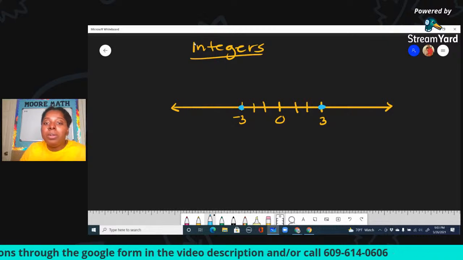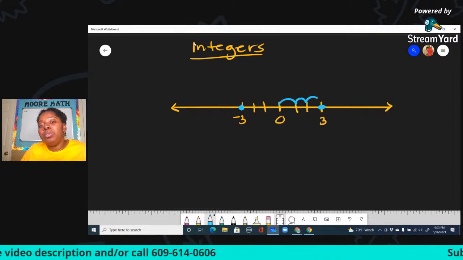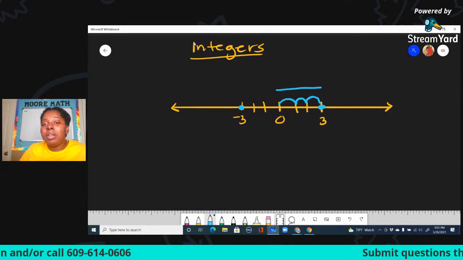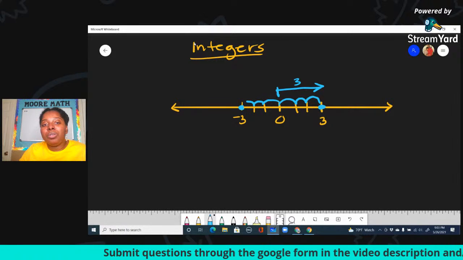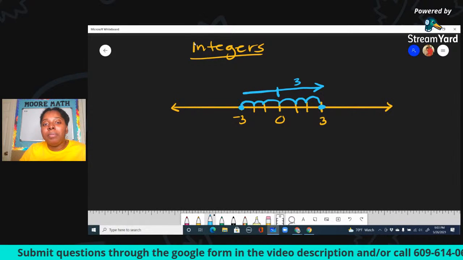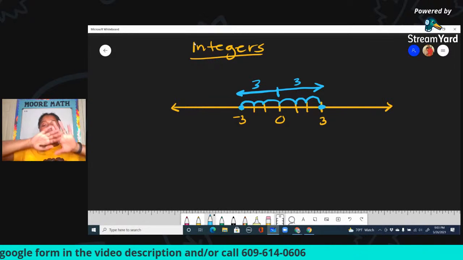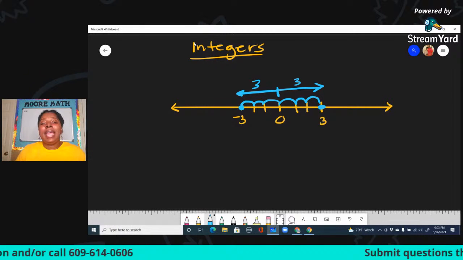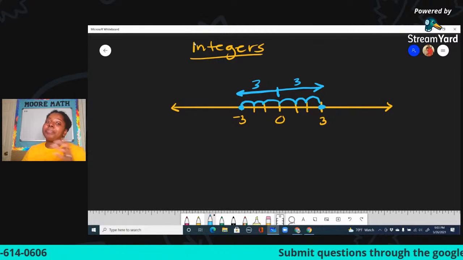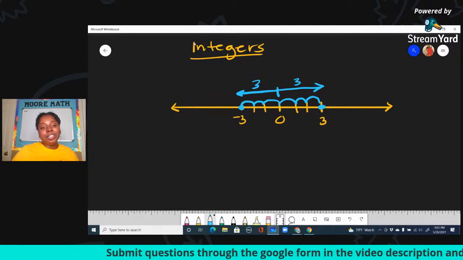And also, we talked about opposites. 3 is 1, 2, 3 spaces away from 0 on a number line. And the number -3 is 1, 2, 3 spaces away from 0 to the left of 0, right? So these are opposites because they are the same distance away from 0 on a number line. These are integers.